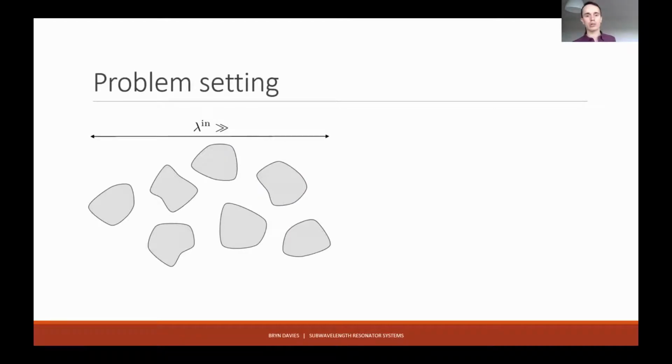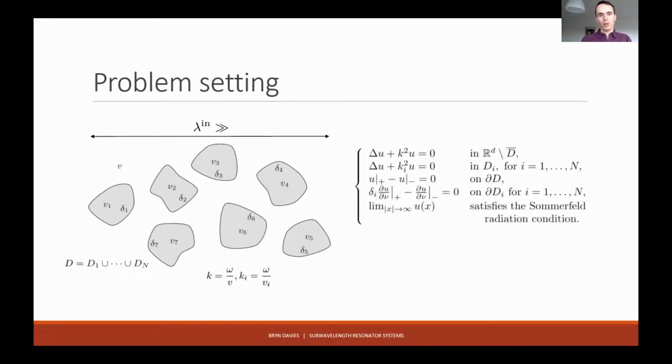So we're interested in studying acoustic scattering by a collection of disjoint material inclusions, which I will refer to as the resonators. And we want to characterize the resonance of this system in the case that the incident wavelength is much larger than the structure. And we're going to study a Helmholtz formulation like so.